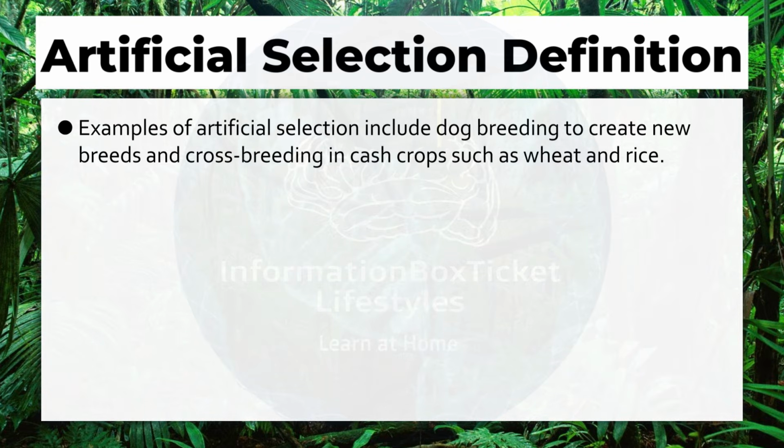Examples of artificial selection include dog breeding to create new breeds and crossbreeding in cash crops such as wheat and rice.